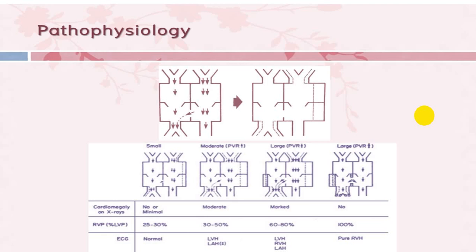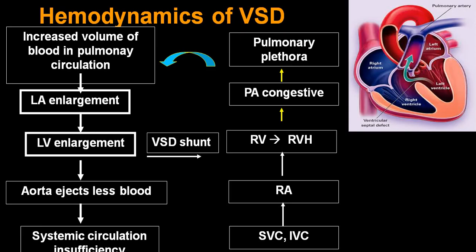Because of RV pressure elevation, RA pressure is elevated and you will have increased pressure in the superior vena cava and inferior vena cava, leading to symptoms and signs of congestive heart failure. So that will be the end stage where you will develop right ventricular hypertrophy, RV pressure elevation, increased pressure in the superior vena cava as well as inferior vena cava, and symptoms and signs of congestive heart failure. So this will be the entire pathophysiology which will take place in the presence of moderate to severe ventricular septal defect.